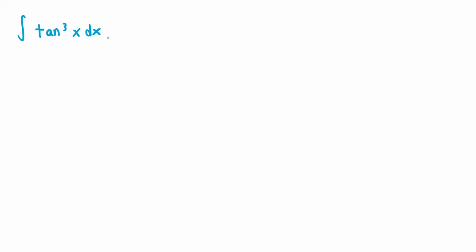So let's do the integral of tangent cubed of x. We should first keep in mind that tangent of x and secant squared of x go well together, since the derivative of tangent of x is secant squared of x, which means we could do a u substitution if we had an expression in terms of tangent of x multiplied by a single factor of secant squared of x.